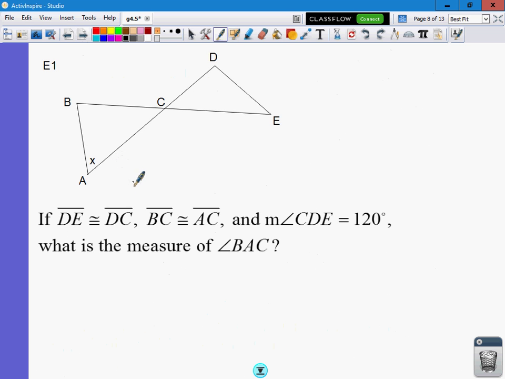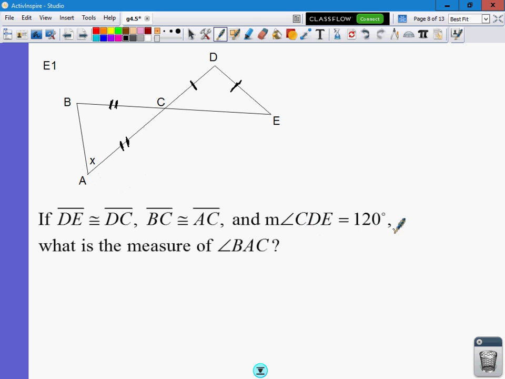So let's take a look at an example. If segment DE is congruent to segment DC, what should I do with that information when I'm looking at this picture? I'd better mark it. DE is congruent to DC. What type of triangle does that make triangle CDE? Isosceles. Segment BC is congruent to segment AC. What type of triangle does that make BCA? It's isosceles.